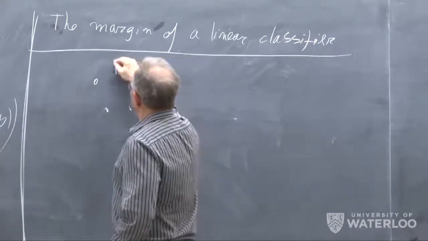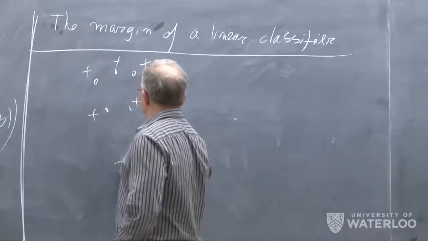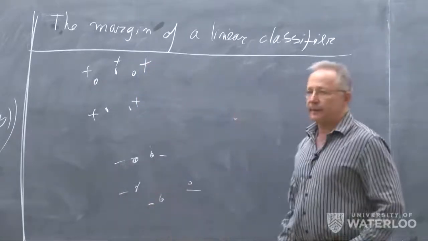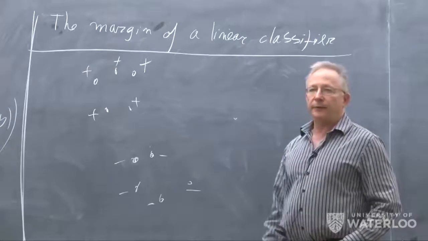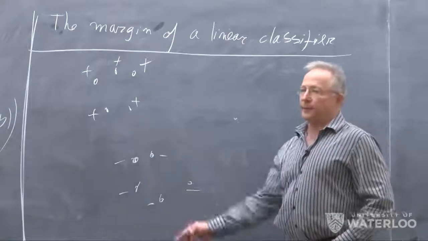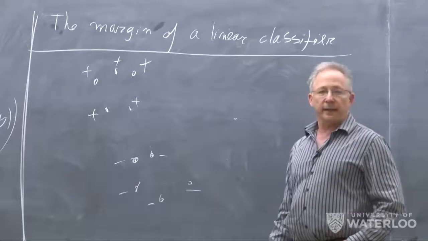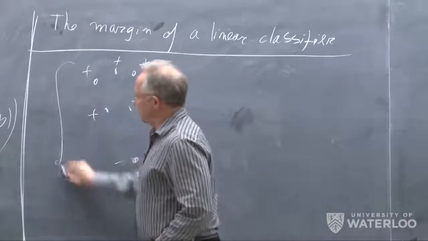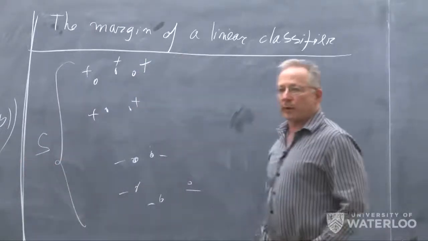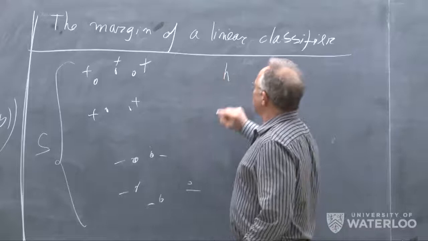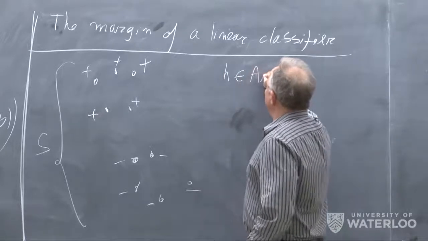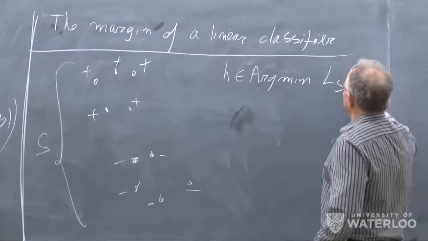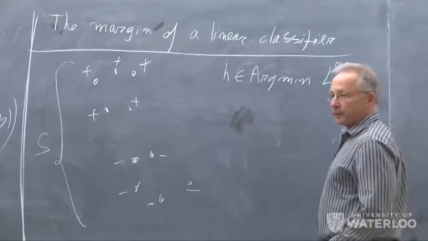And I'm trying to do, so say all of those are pluses and all of those are minuses. This is my sample S, and I'm trying to find a half space to predict with. So usually we would like to find an H that belongs to argmin of the loss of H, the 0, 1 loss with respect to S.